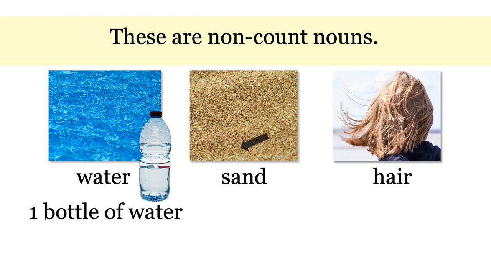Look at sand. There are too many little pieces here. I can't count sand. So sand is also a non-count noun. And hair is the same. Now hair, I could count 1 hair or 2 hairs, but when I'm talking about her hair, there are too many hairs on her head to count. So hair is also a non-count noun.